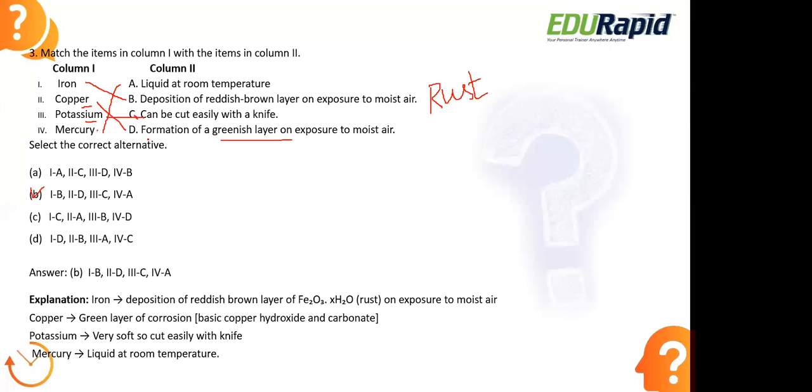When we are looking at the non-metals, bromine is the one, right? Bromine is the one which is available as liquid at room temperature. So all these are the important options that you have to make a note of.